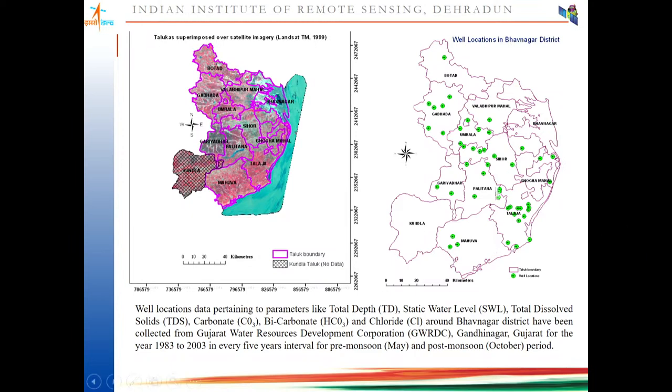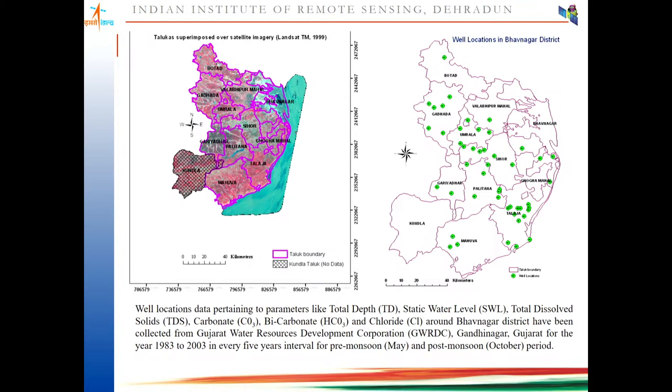We collected all the well location data, particularly subsurface data, of various kinds: total depth, static water level, total dissolved solids (TDS), carbonate, bicarbonate, chloride. In Bhavnagar district, the data was provided by the Gujarat Water Resources Development Corporation, Gandhinagar, and it was collected from the year 1983 to 2003, at 5-year intervals, pre-monsoon data and post-monsoon data.